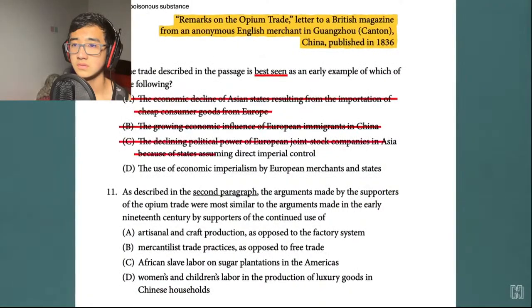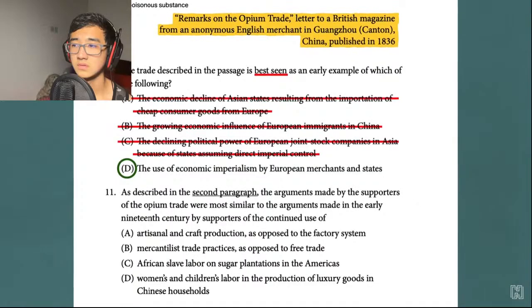It's not the most direct connection, because the most direct connection is D, the use of economic imperialism by European merchants and states. When you think of Britain and China during this time, economic imperialism is the term to remember, and so D is the correct answer.